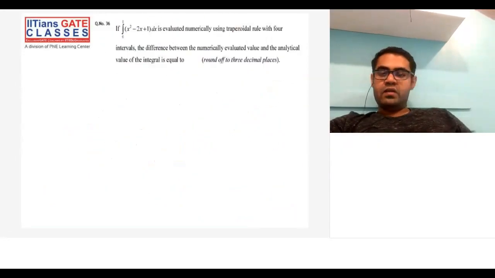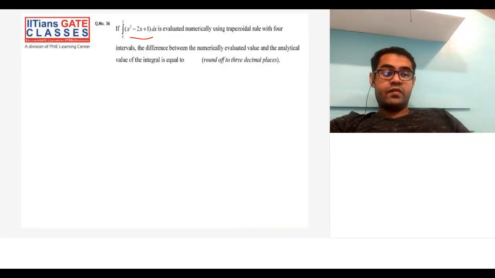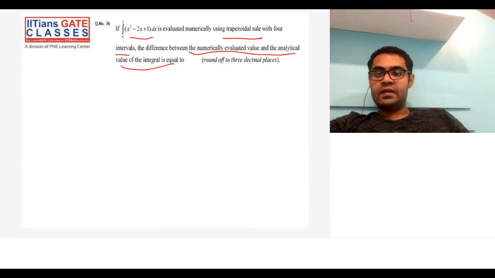All right. So let's move to the last question. This was the last question. This is on numerical methods, again came for 2 marks. So now they are saying this integration is given to you, and you have to use numerically the trapezoidal rule with 4 intervals, and you have to tell not just that value but the difference between the numerically evaluated value and the analytically evaluated value.